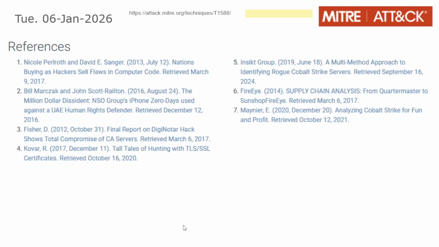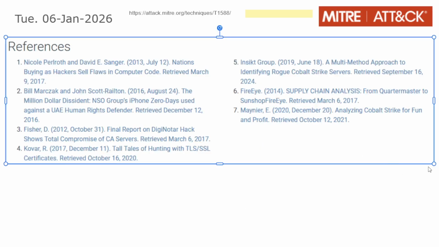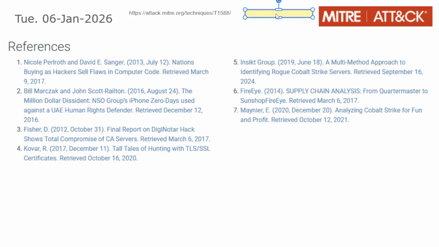That doesn't mean that the quality here is bad. I think the quality of this technique and how it's written is totally sufficient for what we are trying to achieve here. And now let's try to take a look at the references as a last step. So this was the first.